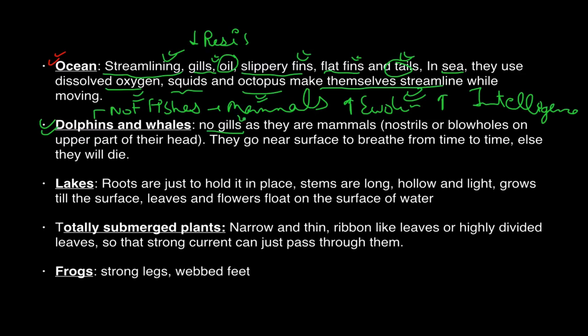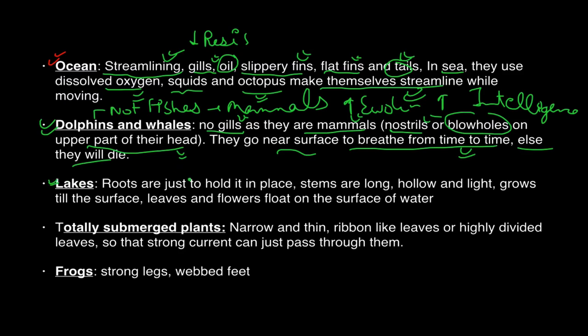Now they do not have any gills because they are mammals, so they have lungs, and they also have a placenta, they produce their babies, not laying eggs or external fertilization, stuff like that. They have nostrils or blowholes on the upper part of their head, through which they breathe from time to time whenever they go near the surface. That is why you have seen those huge awesome images when dolphins and whales come out for breathing, otherwise they will die.